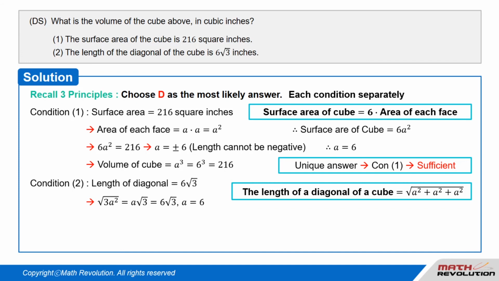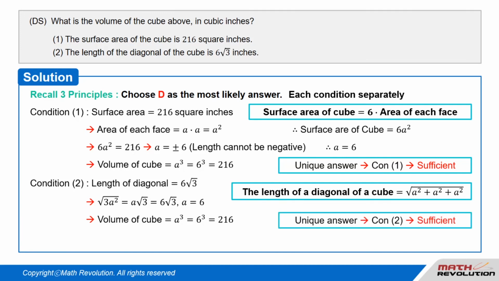Putting this into an equation, we get A times the square root of 3 equals 6 times the square root of 3. So, A equals 6. The volume of cube equals A cubed equals 6 cubed, or 216. This solution is unique, so the condition 2 is sufficient.